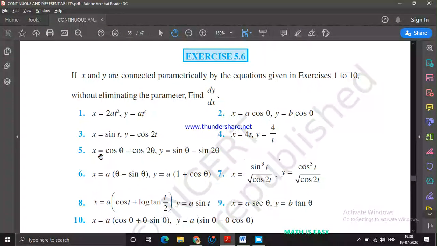Now here x is cos theta minus cos 2 theta. If I differentiate x with respect to theta, dx by d theta will come. Dx by d theta means minus sin theta.